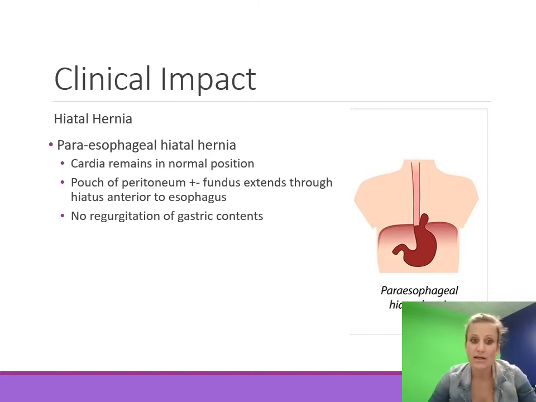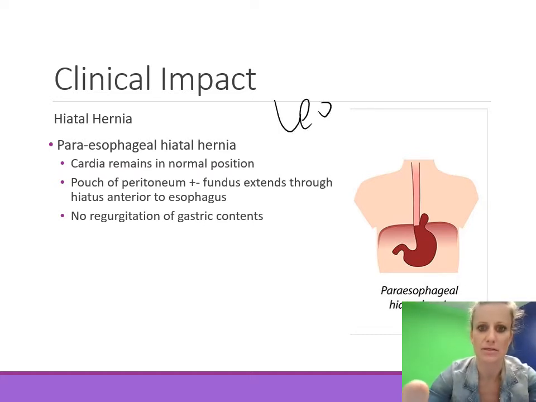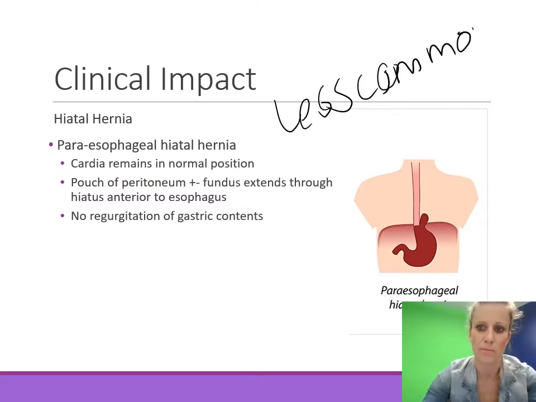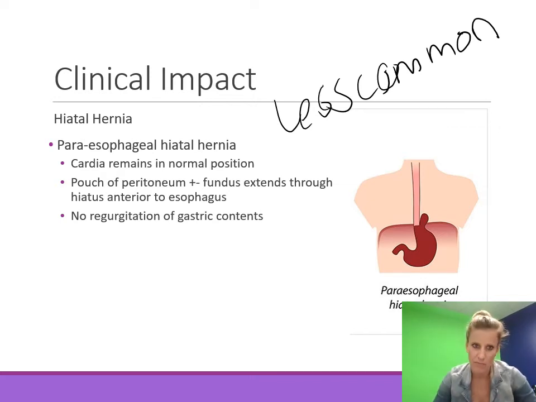Here we see details of the paraesophageal hiatal hernia, which, again, is less common. Then the sliding hiatal hernia. With paraesophageal hiatal hernias, the cardia remains in the normal position. The cardia is the very beginning of the stomach, or the entry of the stomach. And you can see that here. The esophagus comes down, we go through the diaphragm, and then the cardia, or entrance into the stomach, is in the right area. So the food can come down the esophagus, go through the sphincter, and go into the stomach.